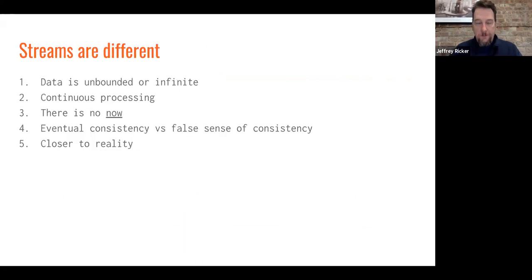So streams are different than regular programming in 5 fundamental ways. First, the data is infinite. You're continuous, and because of that, you're continuously processing. There is no concept of now. We'll touch on that. Fourth, you're dealing with eventual consistency versus a false sense of consistency. And I'll have to explain that. And 5, which we've already touched on, is because of all this, streams are much closer to reality. And as you know, reality is pretty messy.